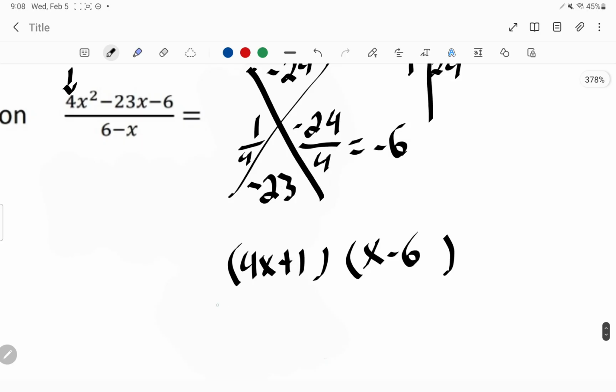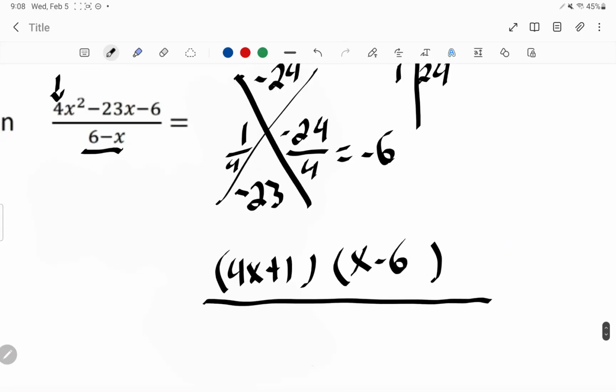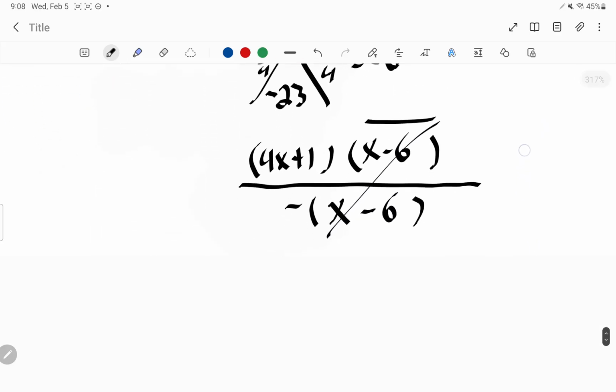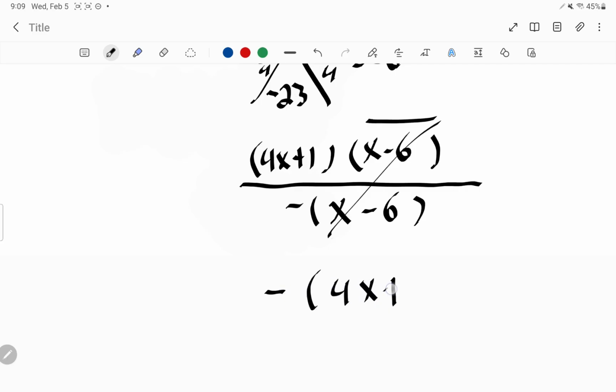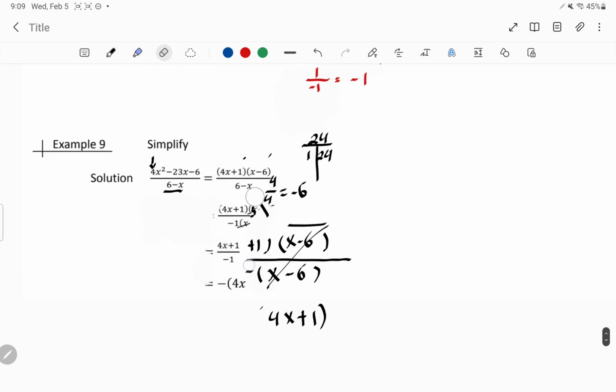Now we have everything that we need. We have our two factors on the top. Now we just have to simplify the bottom, because right now these two are not the same. So we're going to have to factor out a negative on the bottom one. This one's going to give me x minus 6 once I do that. And we cancel those out. So my final answer is going to be negative, parentheses, 4x plus 1. If you don't believe me, that's literally what they got right there. So those are the methods you use to solve all of those.